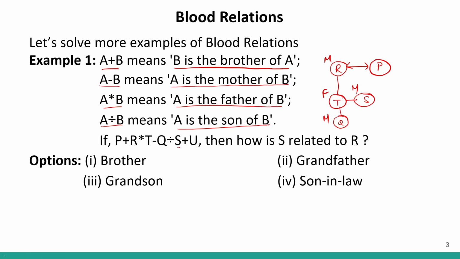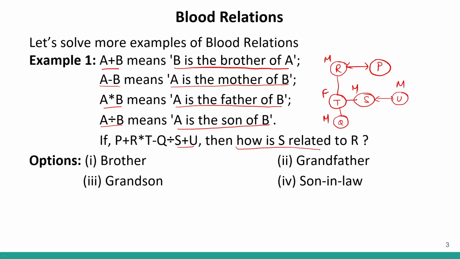Then it is given S plus U. So S plus U means U is the brother of S. So U is the brother of S. U would be male. U is the brother of S. So this will be the family tree. This would be the family tree. The only person remaining whose gender is not specified yet is P. Okay. Let us look at the question.